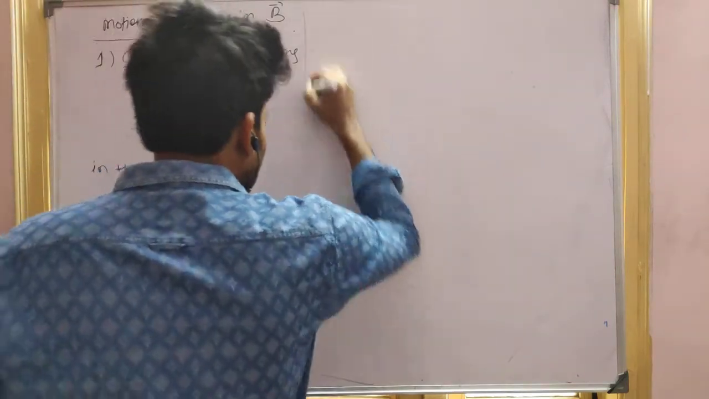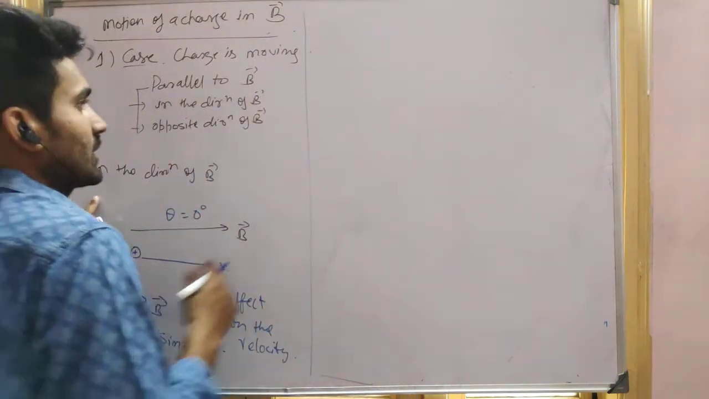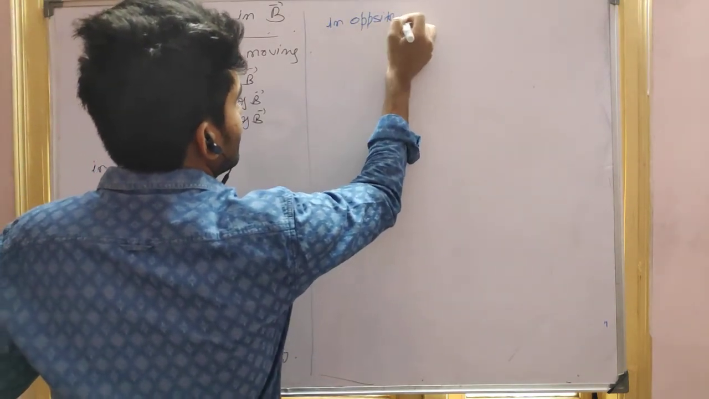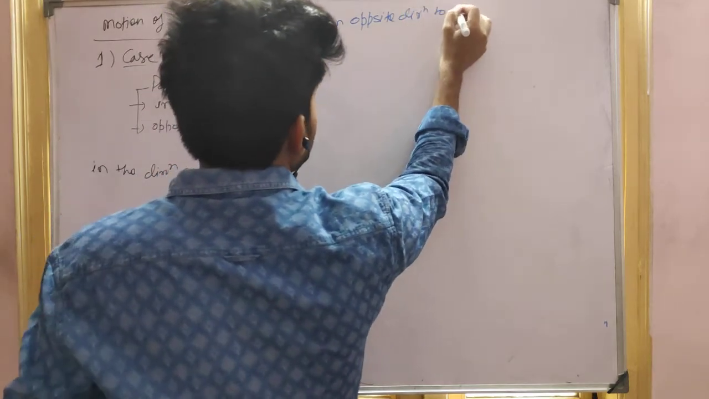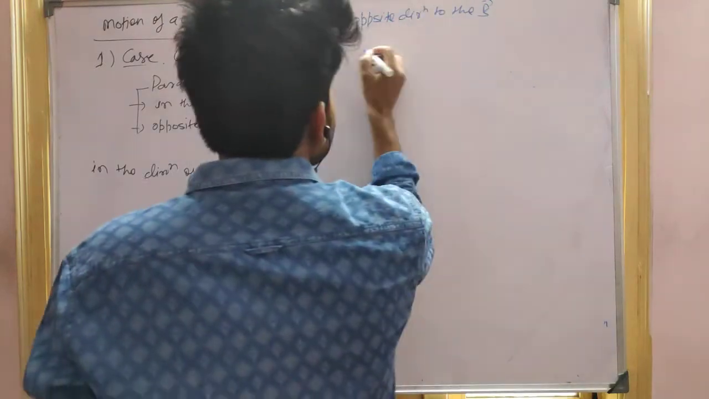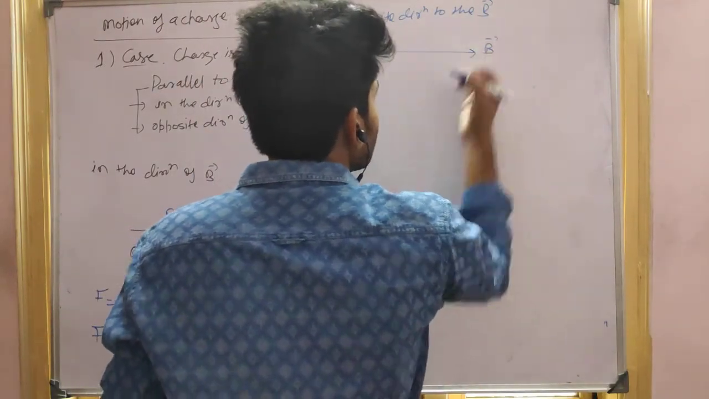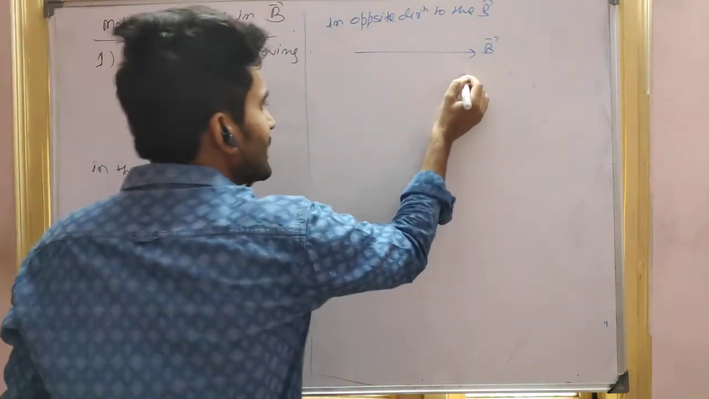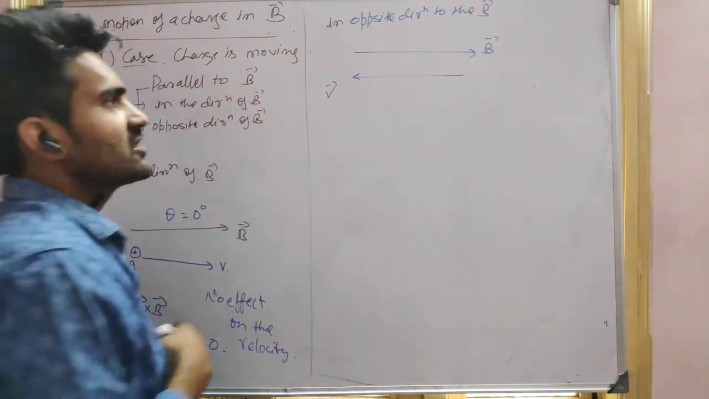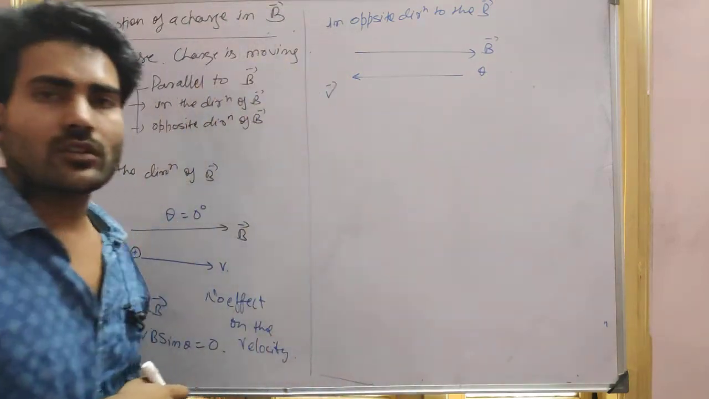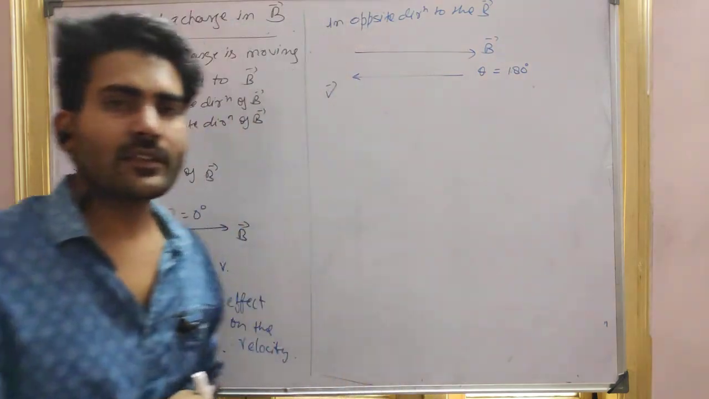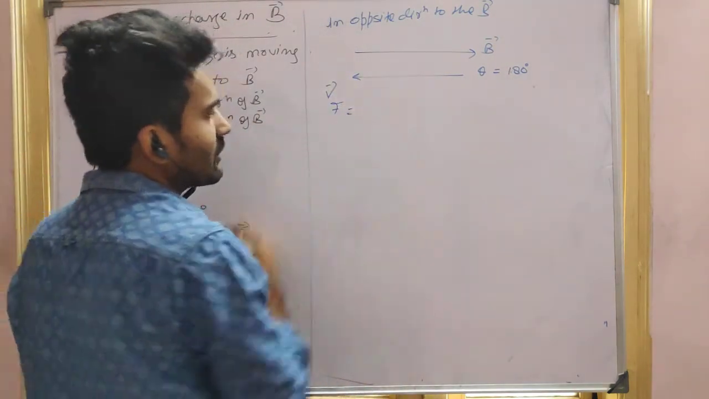So now let's take another case, in the opposite direction to the magnetic field. Let us suppose the field is in this direction. The velocity is just opposite to this direction. This is the velocity. Can you tell me what is the angle between these two? I think the angle will be 180 degrees. Yes. So if you find out the force, what will be the force, guys?